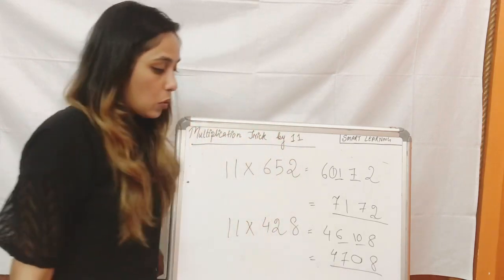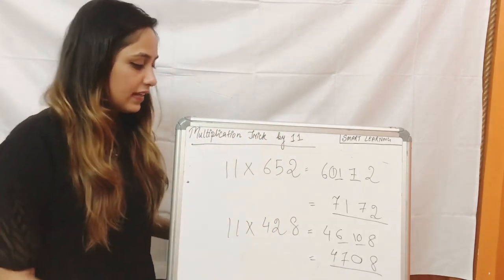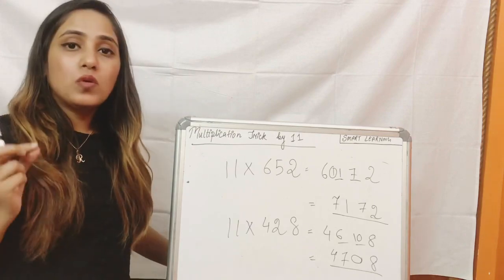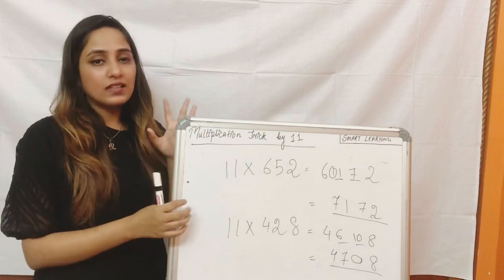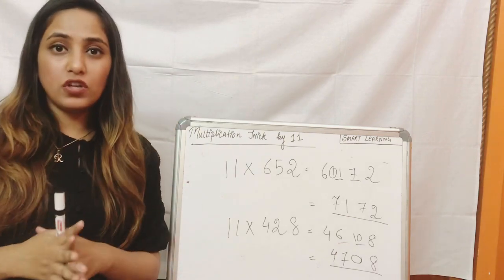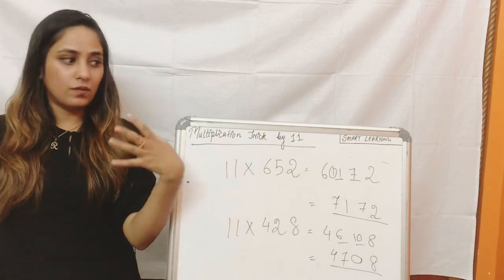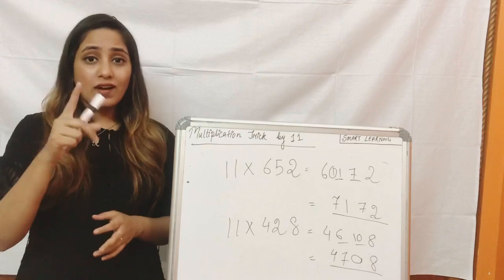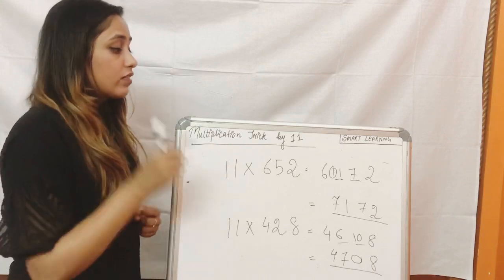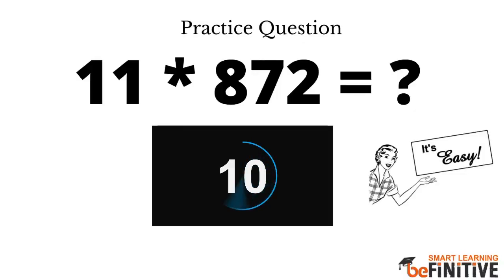So that is 4708. So 11 multiplied by 428 is nothing but 4708. I hope this calculation trick was easier for you and you can do it in any number of digits. Like you have a 4-digit number, you have a 5-digit number. Try and practice at home. But with a 3-digit number, I'm going to show you a practice question, right.